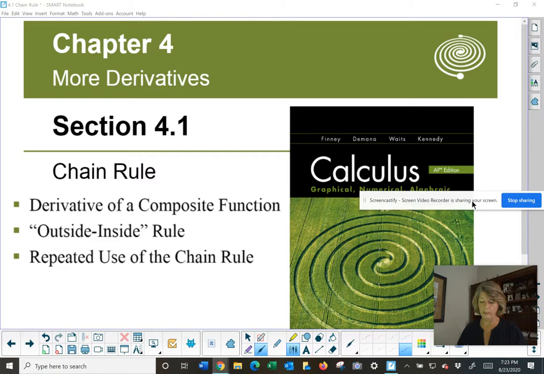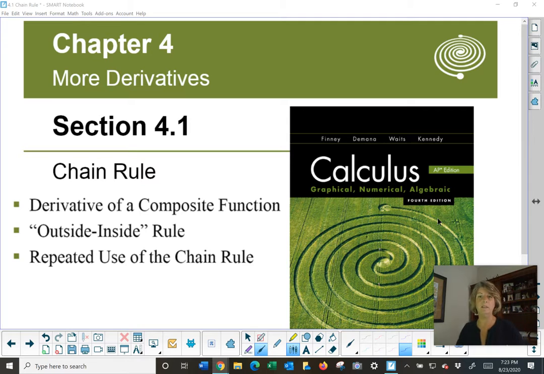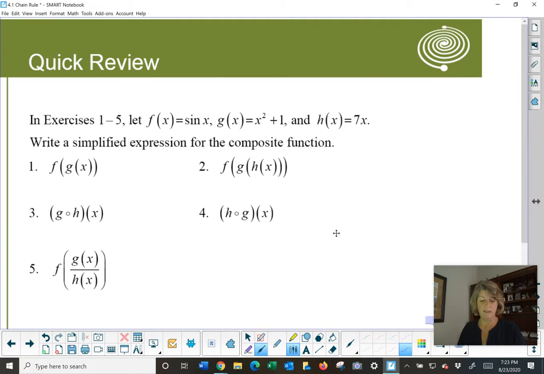Hello, we are working on section 4.1, and that is all about the chain rule. So today we're going to look at composite functions and how you take their derivatives when you have a more complicated function. And this quick review will go through some items from pre-calc, get them fresh in your memory.